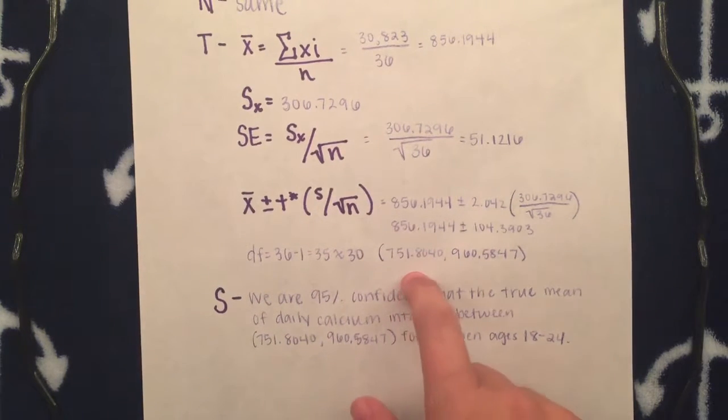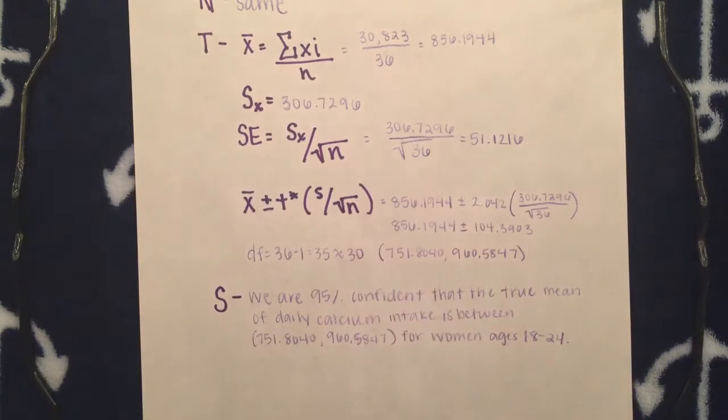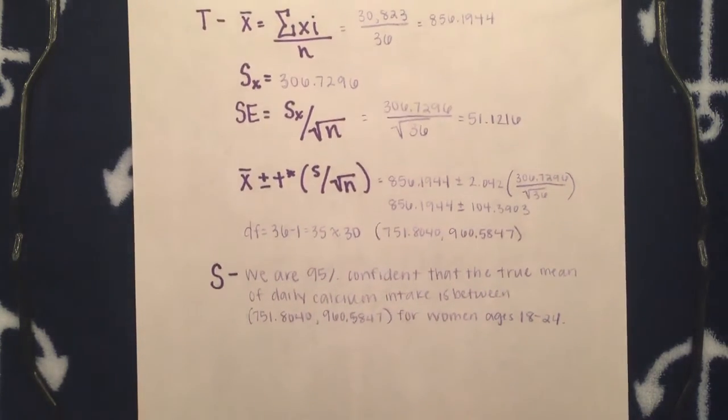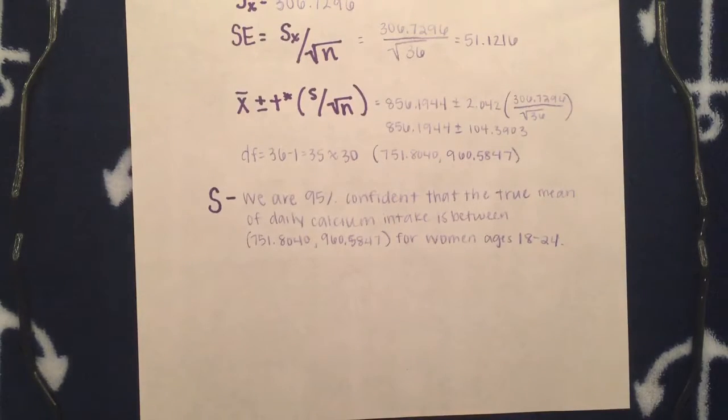And that will give us an interval of the lower one of 751.8040 and the higher interval of 960.5847. And over here, this is what we use to find the t-star value, degrees of freedom. Alright, so our statement is just a little bit different because of the interval. So I said we are 95% confident that the true mean of daily calcium intake is between 751.8040 and 960.5847 for women ages 18 to 24.